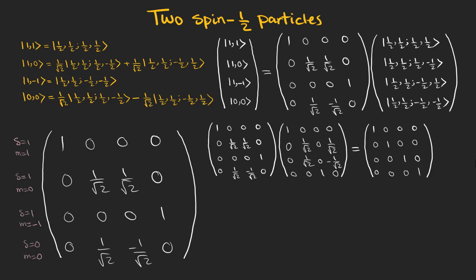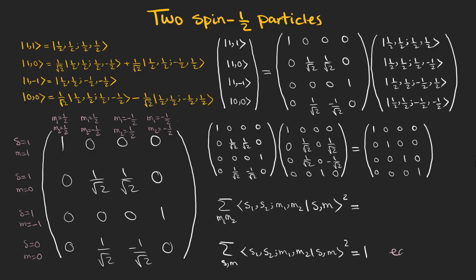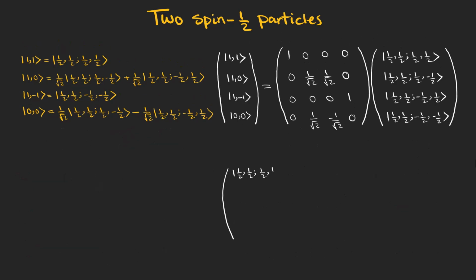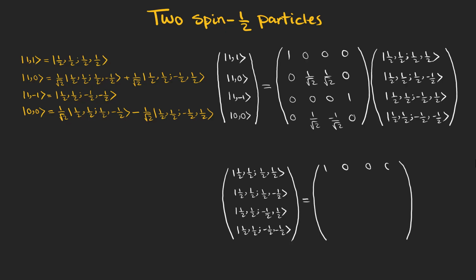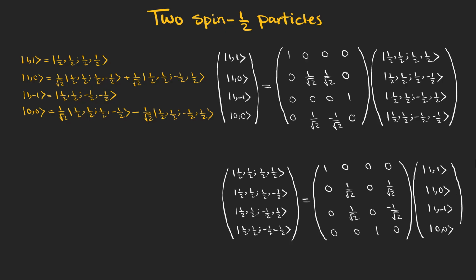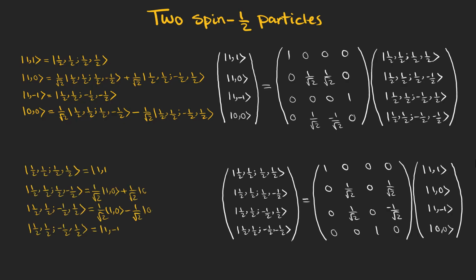Each row of this matrix has the same S and M, and each column has the same m1 and m2. As you can see, each row and column of this matrix is normalized, meaning that if we take a row or column and add the squares of the elements, we always get 1. We can use the adjoint of the transformation matrix, which is equal to the inverse of this unitary matrix, to write the uncoupled states based on the coupled states. And this is how we can go from the coupled states to the uncoupled states.